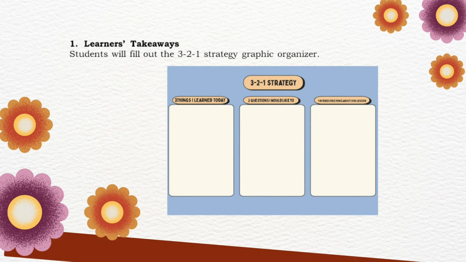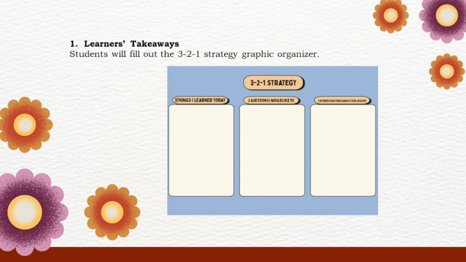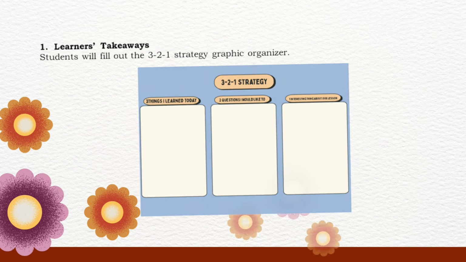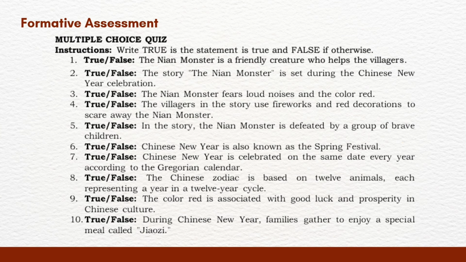So day four is all about the activity. You have your learners' takeaways. You're going to fill out a 3-2-1 strategy graphic organizer. The three things that you learned today, two questions that you would like to ask, and the thing that you understand in the lesson. For your formative assessment, we have a 15 item quiz, multiple choice and true or false.